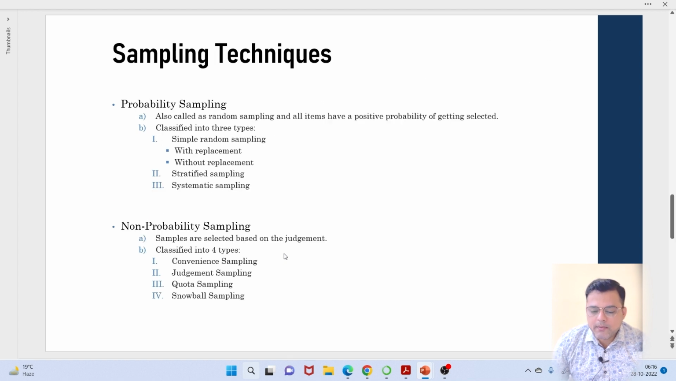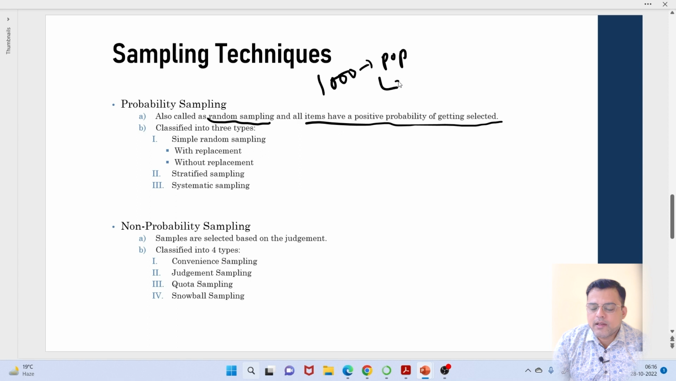Probability sampling is also called random sampling, and in random sampling all items have a positive probability of getting selected. For example, if we have 1000 items in the population and we are taking a sample of 10 elements, then all elements have a positive probability of getting selected. Most of the time in data science or statistics we go with probability sampling, because we want an unbiased opinion of the data.